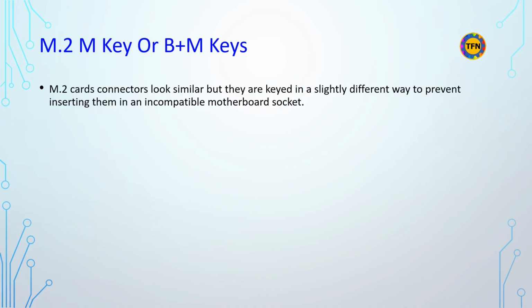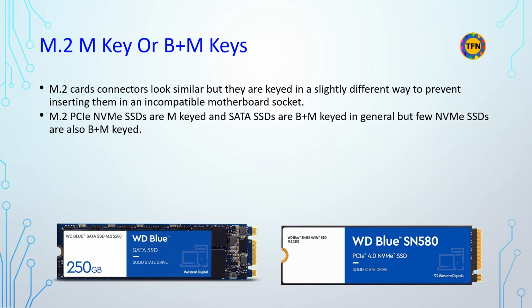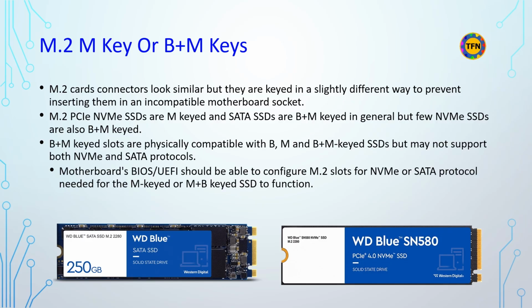M.2 card connectors look similar, but they are keyed in a slightly different way to prevent inserting them in an incompatible motherboard socket. M.2 PCIe NVMe SSDs are M-keyed and SATA SSDs are B+M-keyed in general, with few exceptions. B+M-keyed slots are physically compatible with B, M and B+M-keyed SSDs, but may not support both NVMe and SATA protocols. Check motherboard specifications to see if both protocols are supported and what BIOS configuration is required for the installed SSD protocol.